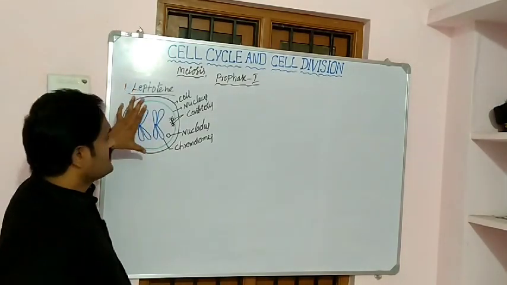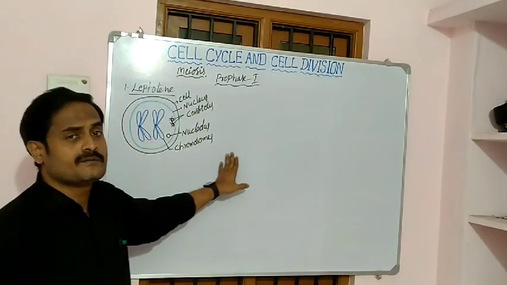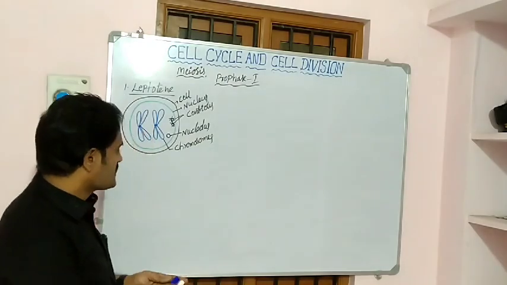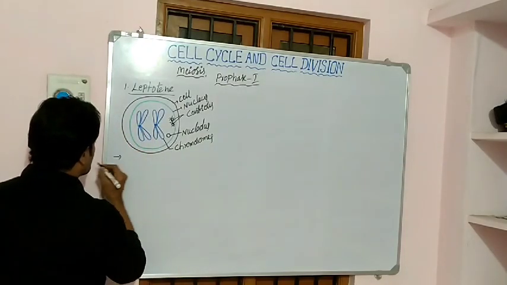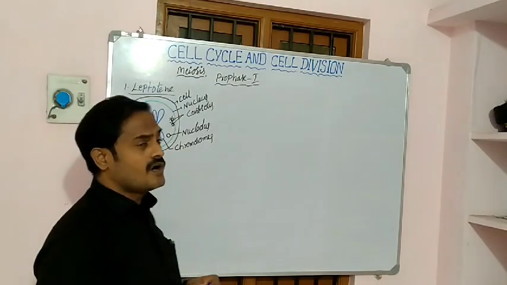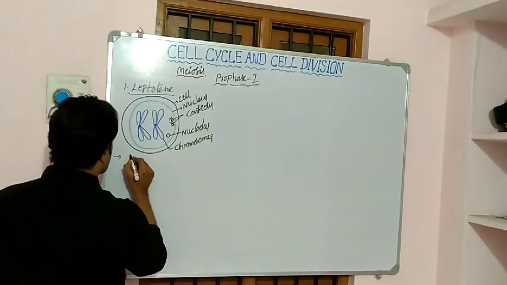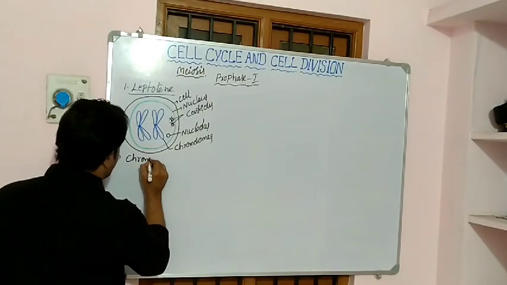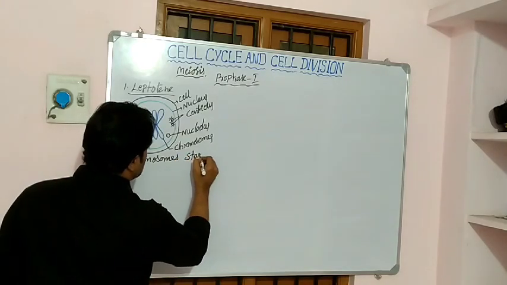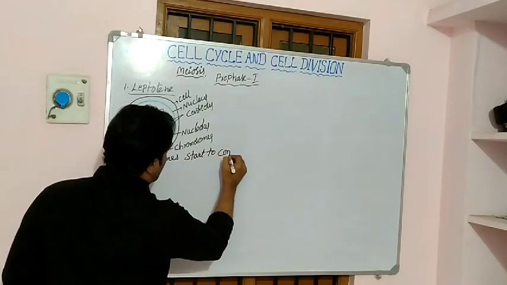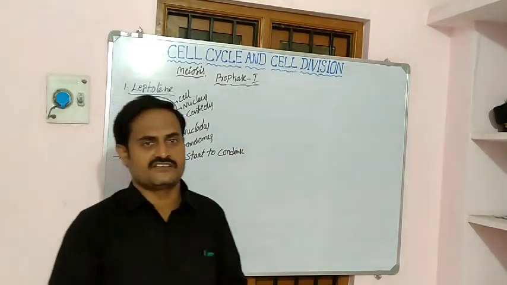So in this kind of structure involved in the leptotene, some changes will occur. What are the changes? See, first, the chromosomes start to condense. So here chromosomal condensation will start.